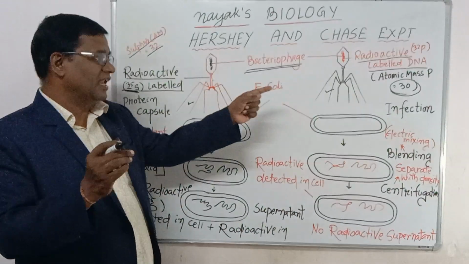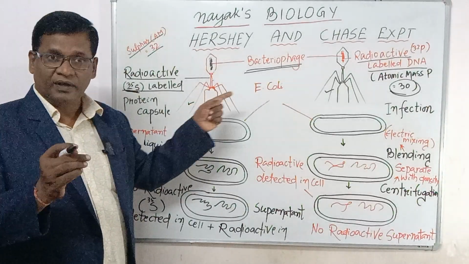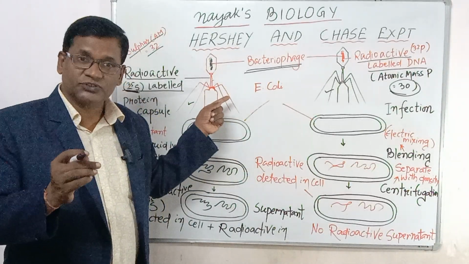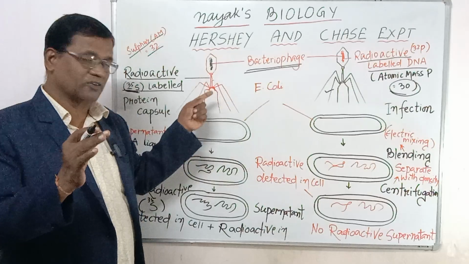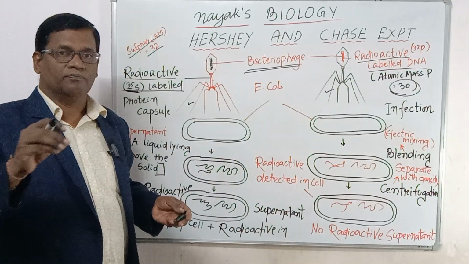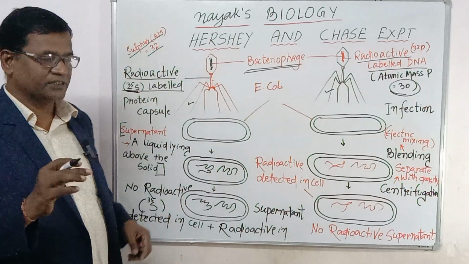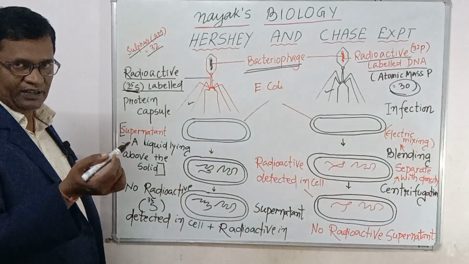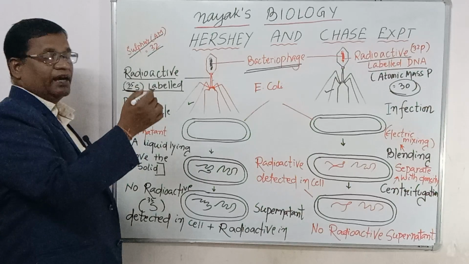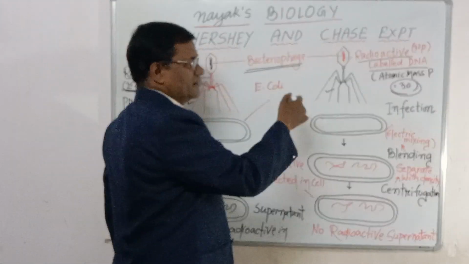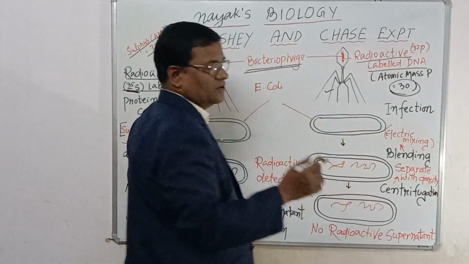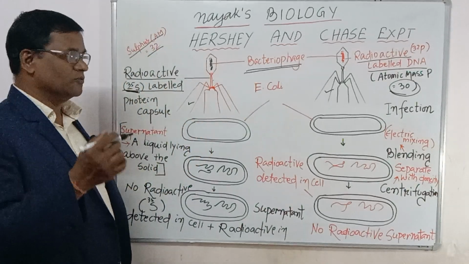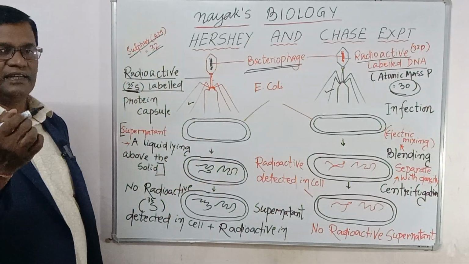After that, they allowed the bacteriophage to mix with the radioactive elements. One bacteriophage reacted with the radioactive sulfur, and one bacteriophage reacted with the radioactive phosphorus. In biological terms, we can call this labelling.